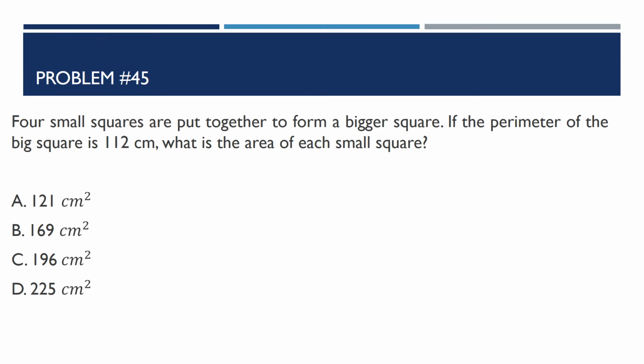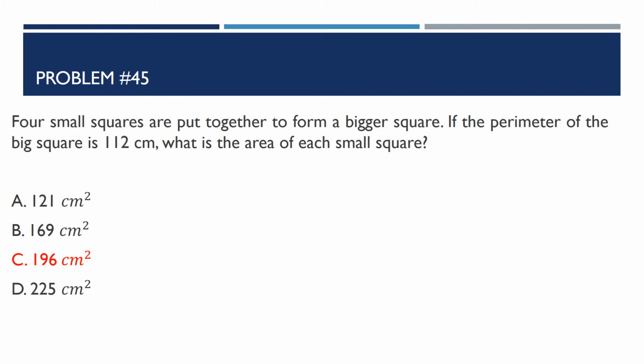Number 45. Four small squares are put together to form a bigger square. If the perimeter of the big square is 112 centimeters, what is the area of each small square? So let's find out the answer. The answer for this problem is 196 square centimeters. So how do we get this answer?